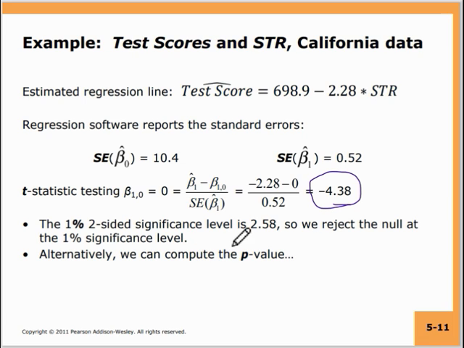But since it is even greater than 2.58, you can also reject the null hypothesis at the 99% confidence level. So basically, there is no doubt at all that there is a negative correlation, and when you reject it at a 99% confidence level, you are rejecting the null hypothesis that beta 1 is equal to 0. So you are saying it is not equal to 0, and there is in fact a negative correlation between test score and STR.